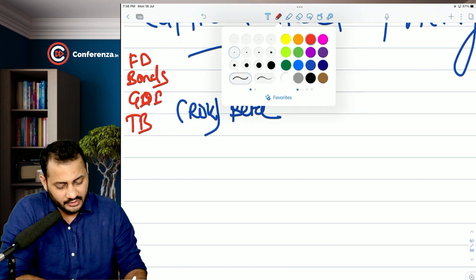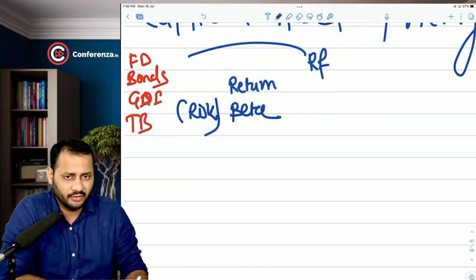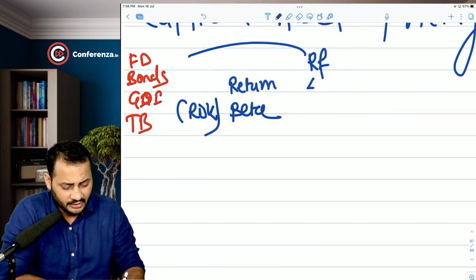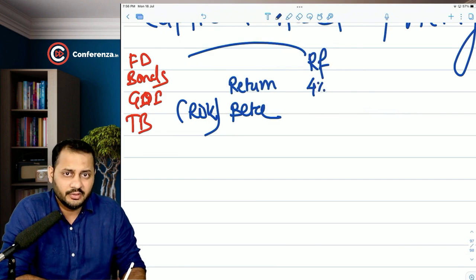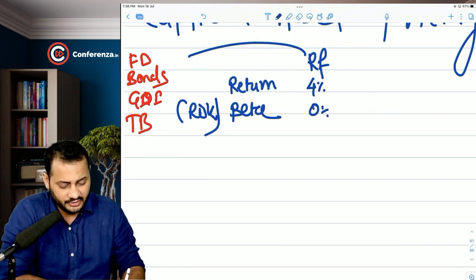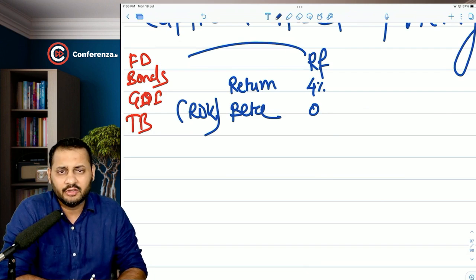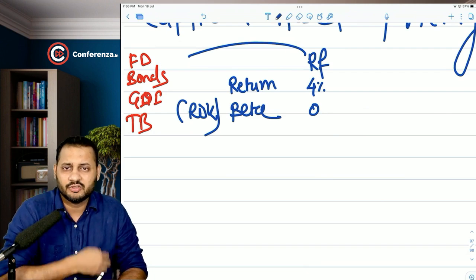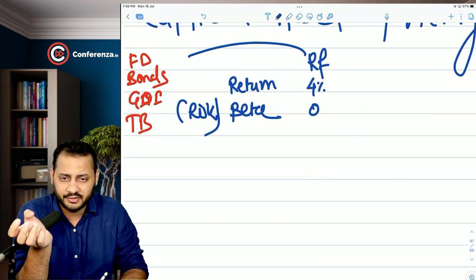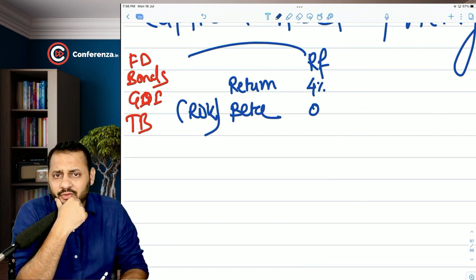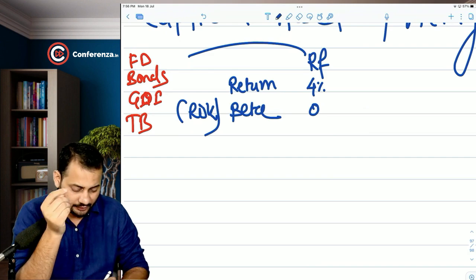So let's say, for example, if you have the money and you want to invest in risk-free securities, the return that you will receive will be 4% with virtually zero risk. We will denote the risk in terms of beta and not standard deviation here, and I will tell you the reason for that later on.